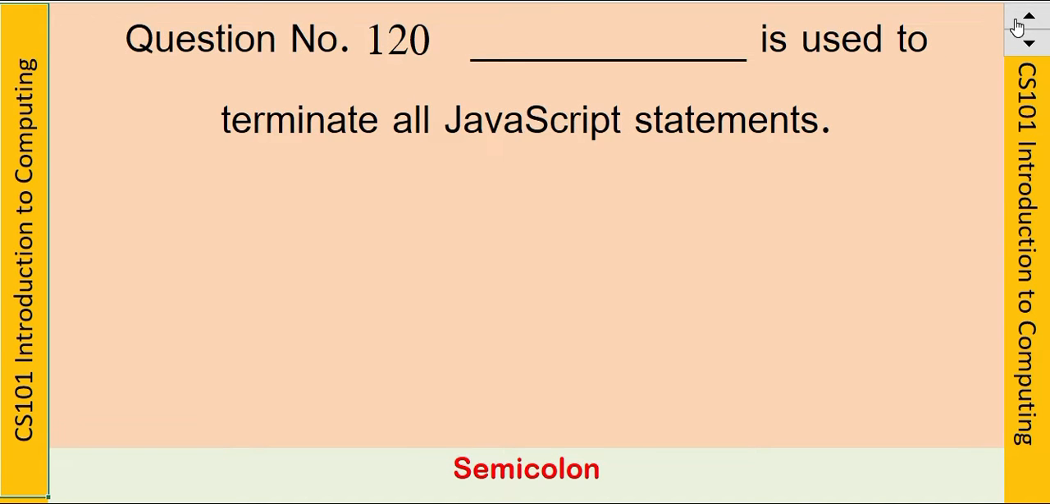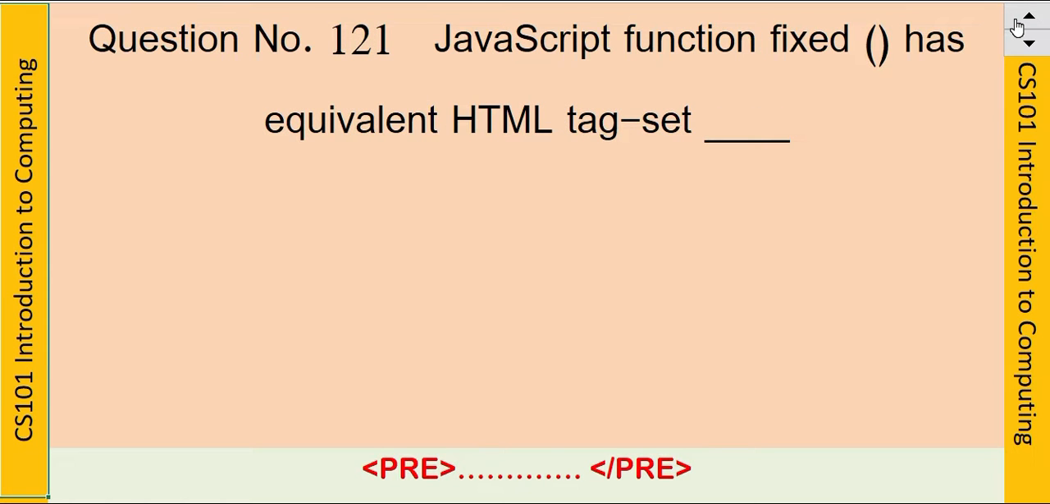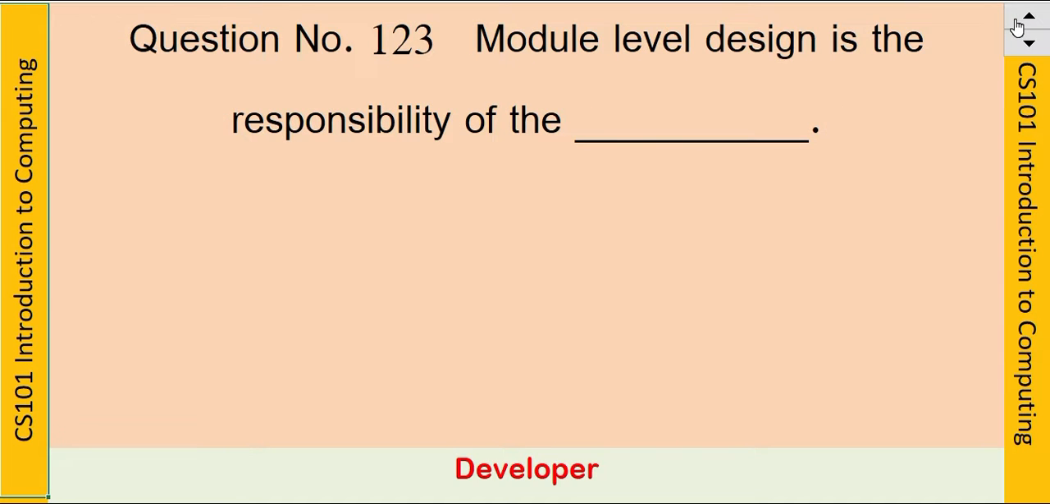Semicolon is used to terminate all JavaScript statements. JavaScript function fixed has equivalent HTML tag set pre. Components of conventional computer networks are except one: VPN. Module level design is the responsibility of the developer.